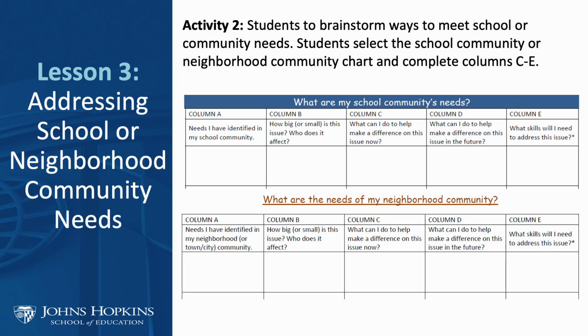In the second activity of Lesson 3, students will brainstorm ways to meet their school or neighborhood community needs. Each student will decide whether to focus on the needs of their school community or neighborhood community. Then they will think about ways to meet the needs they identified in previous lessons using columns C, D, and E on their individual charts, like the one pictured on this page. It may be helpful to have extra copies of these charts available for students whose charts from previous lessons may be missing or who are absent on those days.